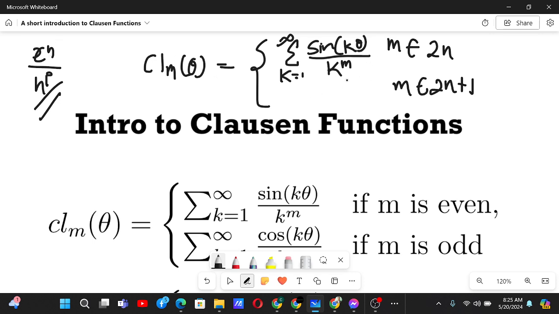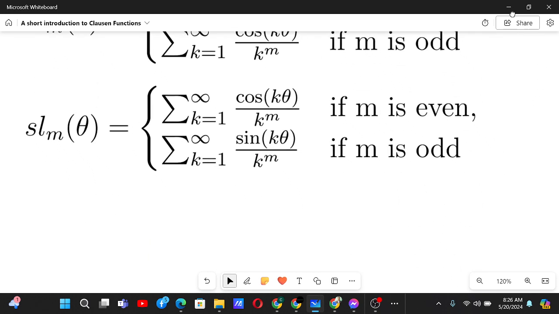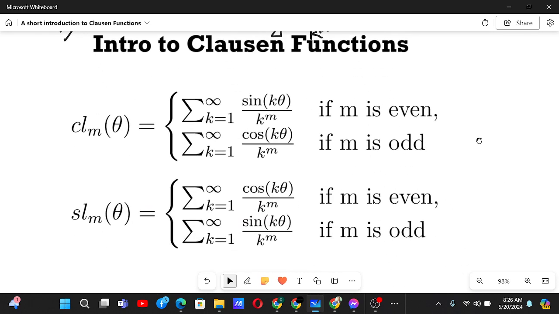Now if m is odd, this is defined as the sum from k equals 1 to infinity of cos of k theta by k to the power m. This is the definition of the Clausen functions. Now, what if for m even we want cosine terms? To make that complete, we also define a counterpart of the Clausen function denoted by SL_m of theta, which is just the opposite. It is defined as the sum from k equals 1 to infinity of cos k theta by k to the power m when m is even, and sin k theta by k to the power m when m is odd, just the opposite. These are the definitions of the Clausen function.